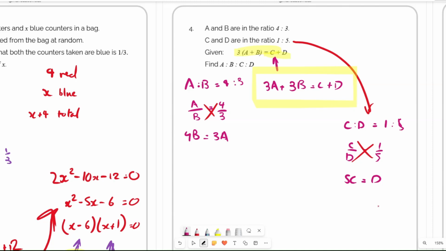Have you noticed that we've got a 3a here and a 3a there? We've got a d here and a d there. We can do a little bit of substitution, can't we? We can put this 3a equals 4b, so we've got a 4b there and a 5c there, so we only got 2 variables. And in reality, that's all we need, because we want to find the ratio a to b to c to d.